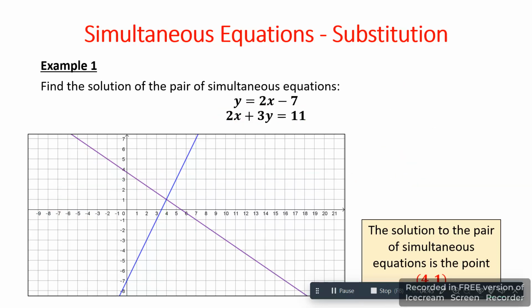All right, well, I've got my two straight line graphs, and you can see clearly that the answer to our simultaneous equations is where those two straight lines meet, the coordinate of where they meet.